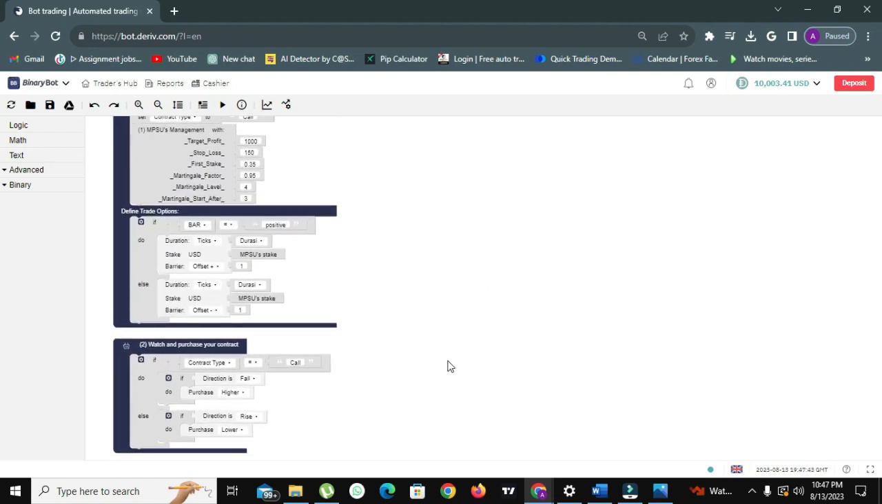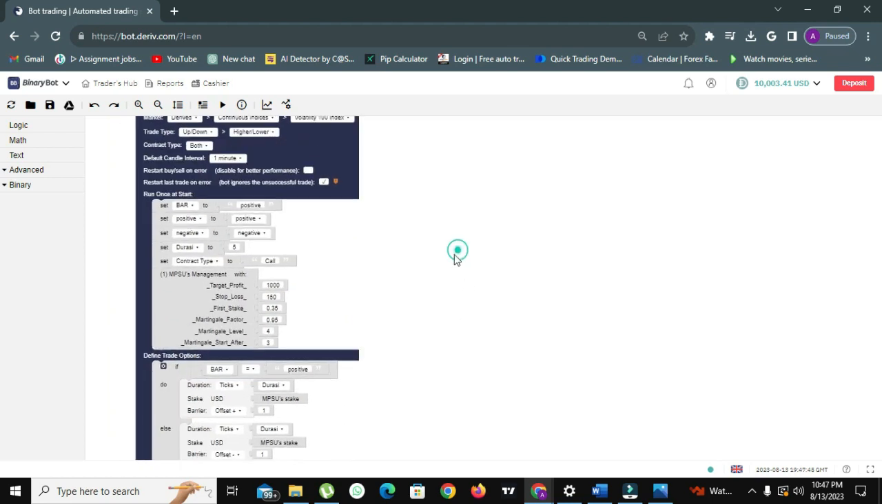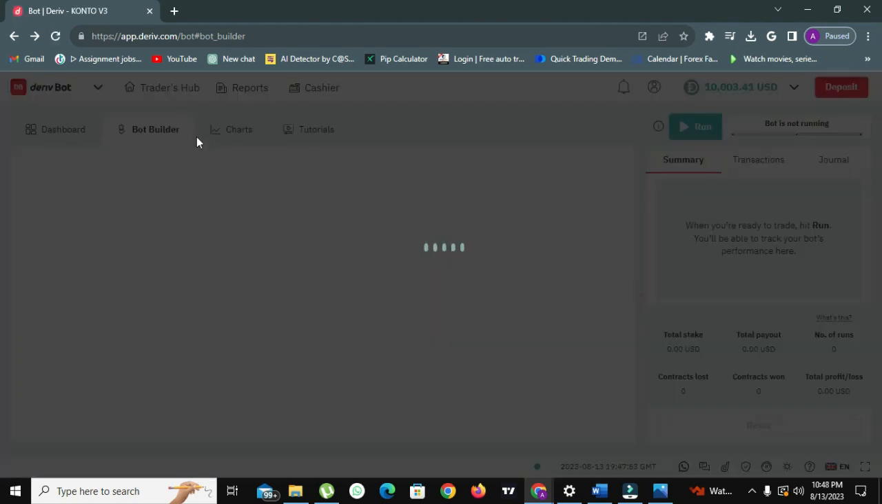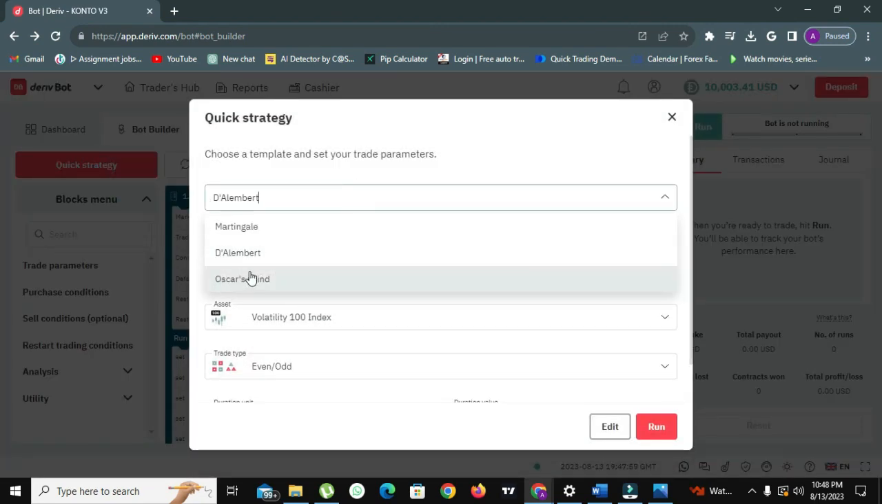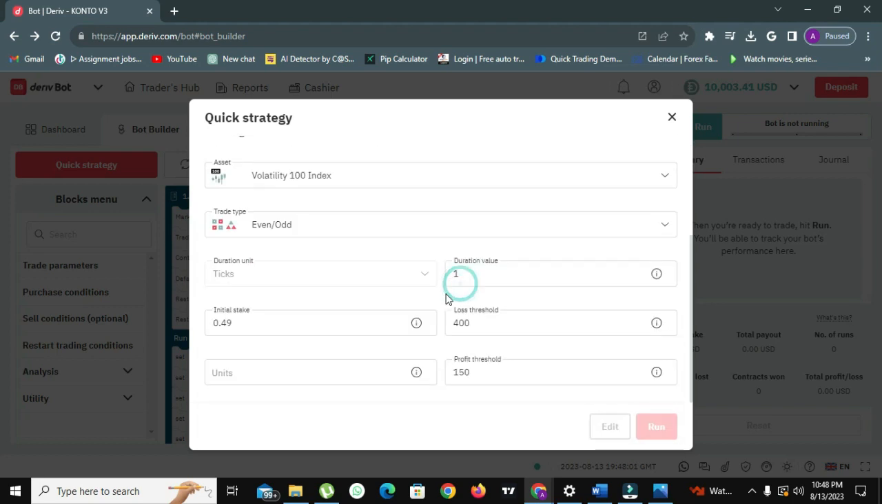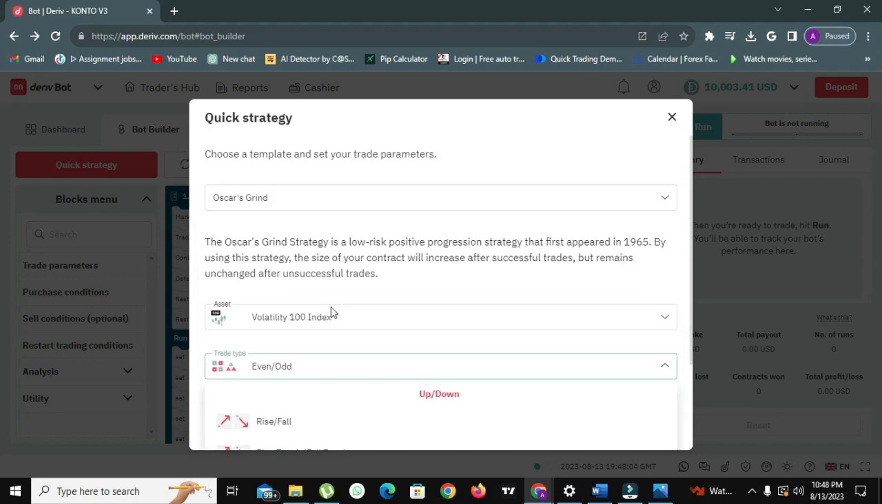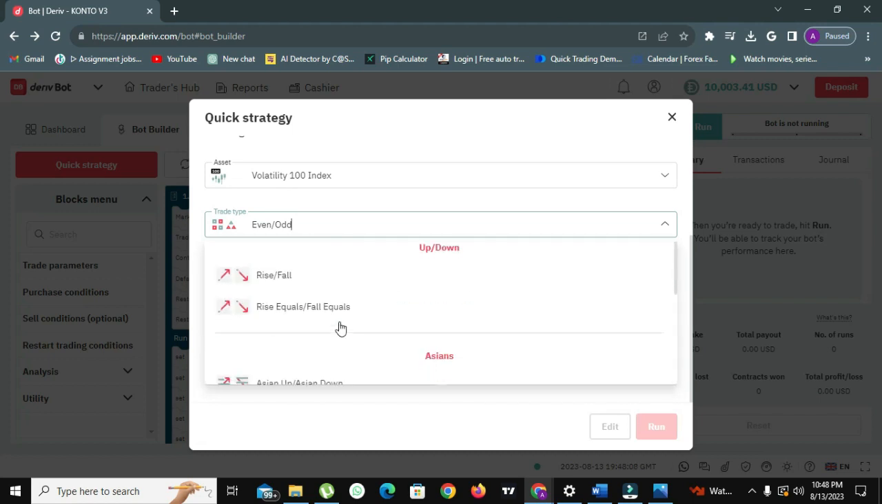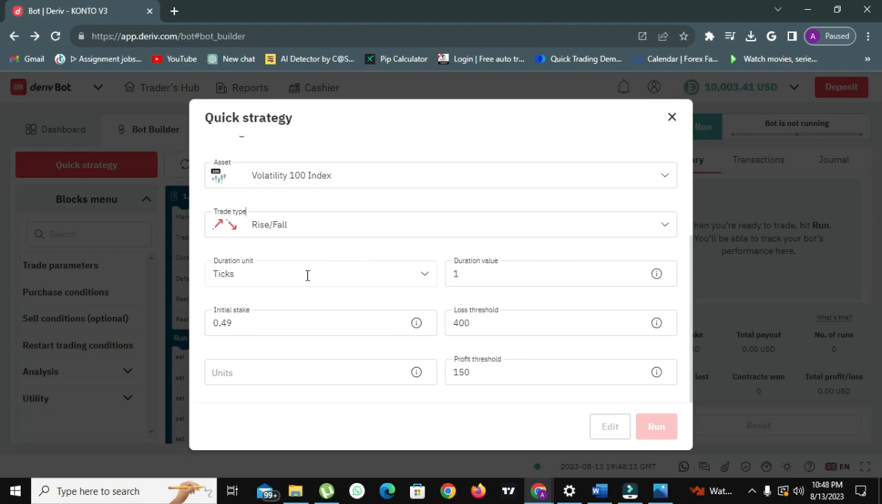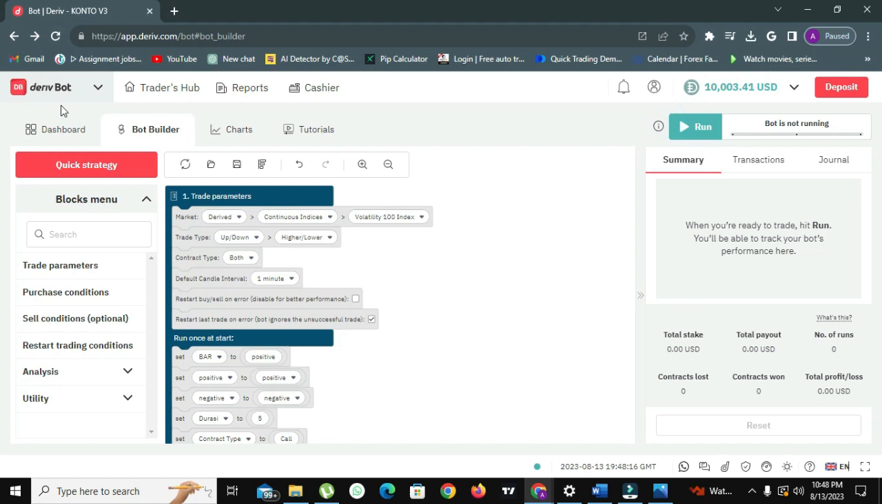Or if you don't want to use this bot, there is another strategy you can always use, and I keep telling people, if you don't have enough money to buy the bot, it's good advice. You can always go to quick strategy. You come here, you change this to Oscar's Grind, volatility 100. You do a higher here. Where is higher? Do we have higher here? I don't think we have higher. We don't have higher and lower in the river.